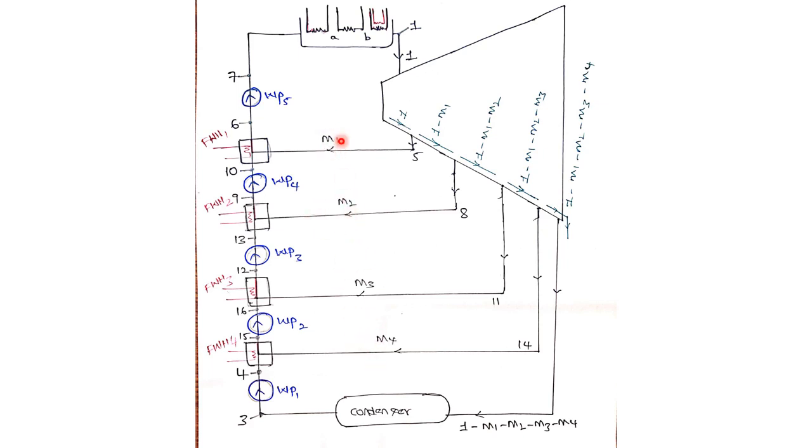We shall discuss now. M1 goes to feed water heater 1, where it gets heated up from state 10 to state 6. Remember, state 10 to state 6 is your heat addition process. And where does this heat come from? Is it the new heat added?